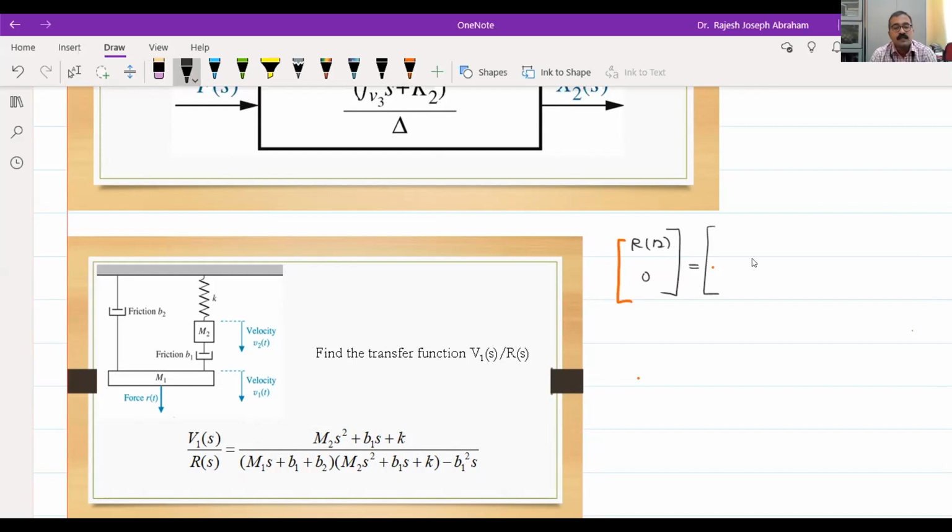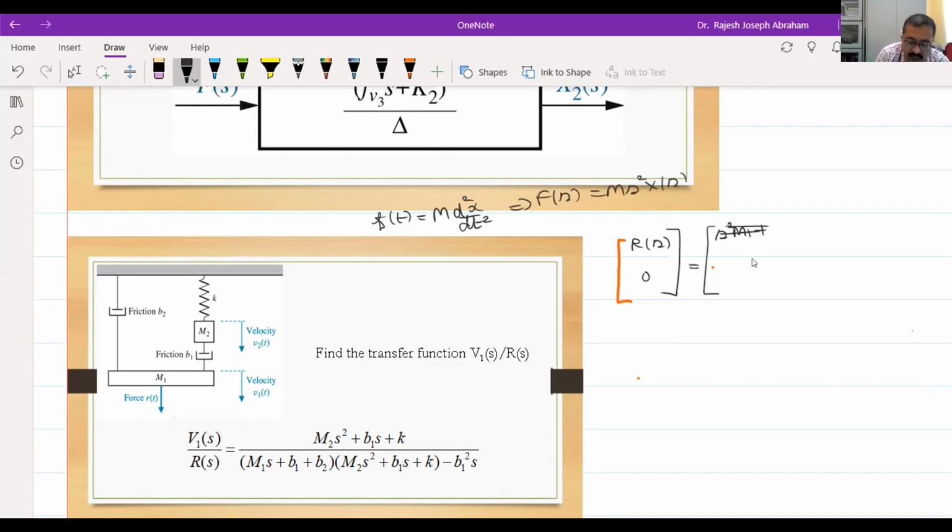Now what will be the 1,1 position? Sum of all things connected to m1, including m1. So you will get s square m1 plus what are the elements connected? Sorry, it is not s square m1. When will you get s square m1? For example, f of t is equal to m d square x by dt square. Then the Laplace transform will be F of s equals m s square X of s.